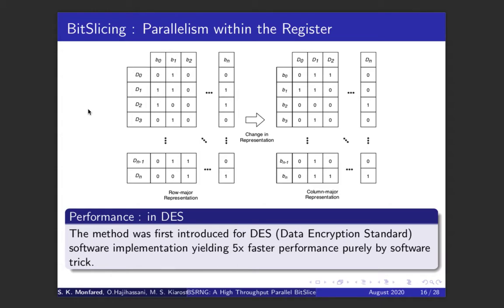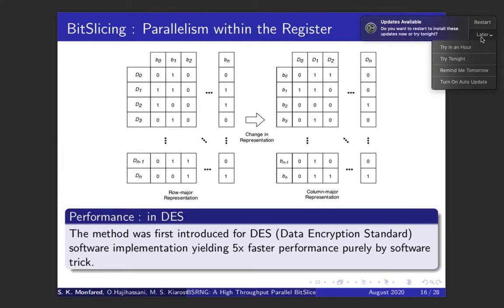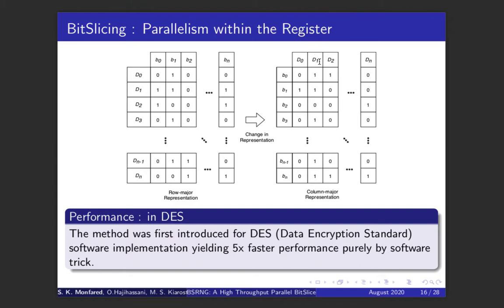The idea is really simple. You change the representation by storing the first bit of all of your data in D0, the second bit in D1, and so on and so forth. So the same significant bit of all of your data is stored in a single register, right? This representation change is the basic idea of BitSlicing.